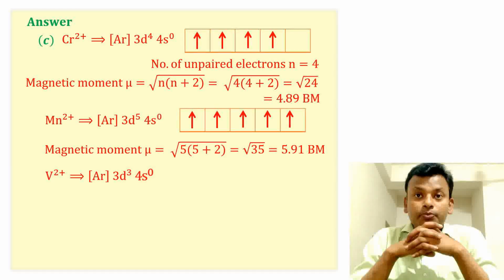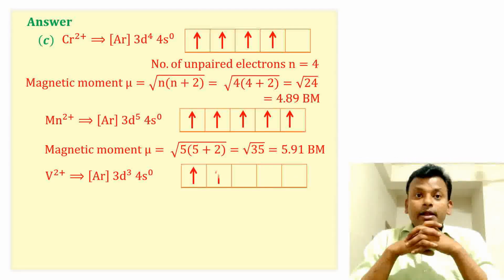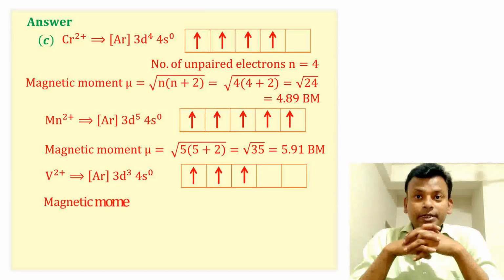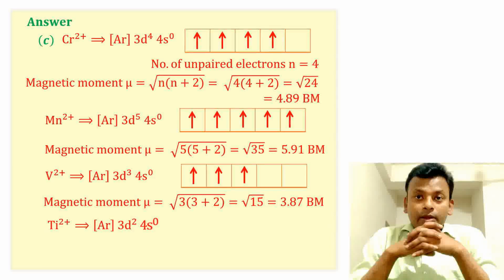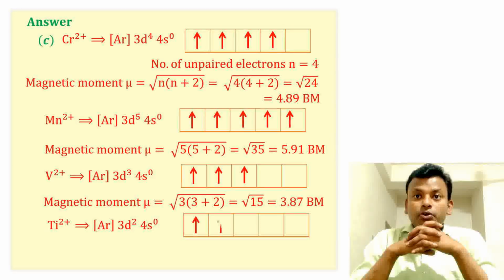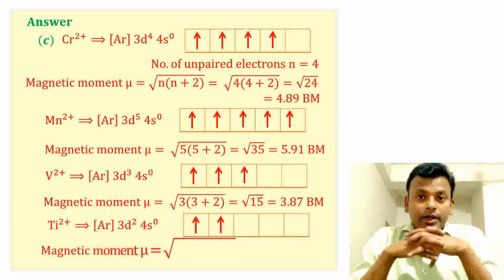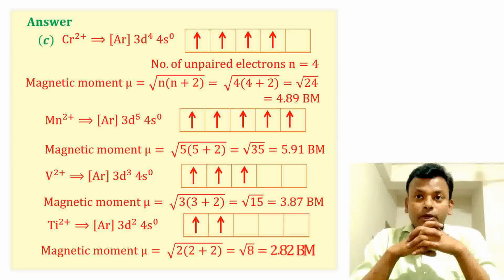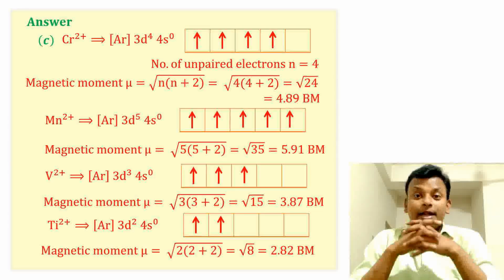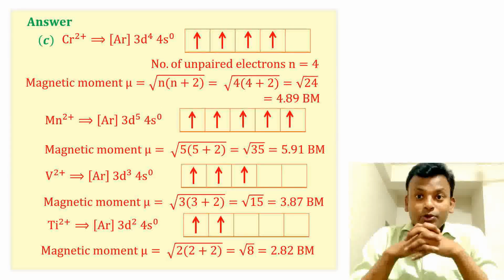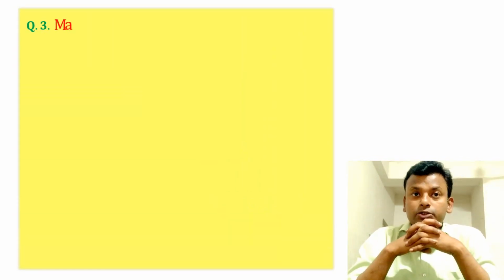V2+: here the number of unpaired electrons equals 3, magnetic moment equals 3.87. And Ti2+ electronic configuration is 3d2 4s0, number of unpaired electrons equals 2, magnetic moment 2.82 Bohr magneton. So option C is the correct answer. It is a very simple question. Question 3. Match list 1 with list 2.